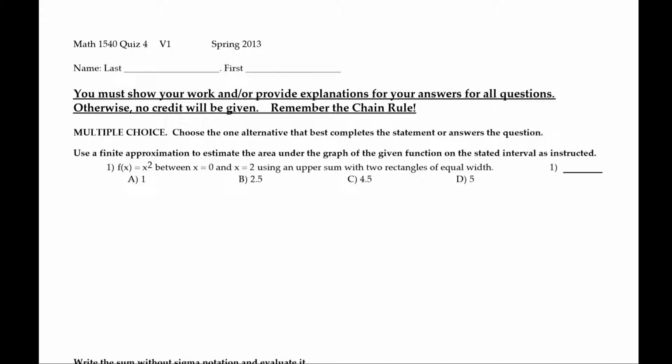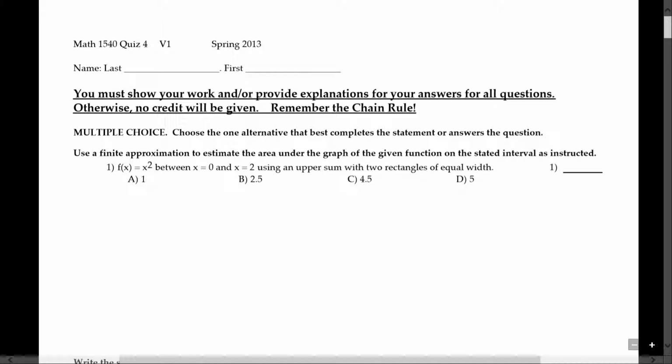This is Dr. Brown. I'm going to work quiz 4 version 1. The first problem, you want to use a finite approximation to estimate the area under the curve of y equal x squared. And we're to use two upper rectangles.